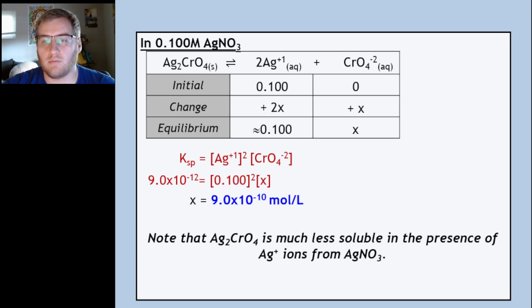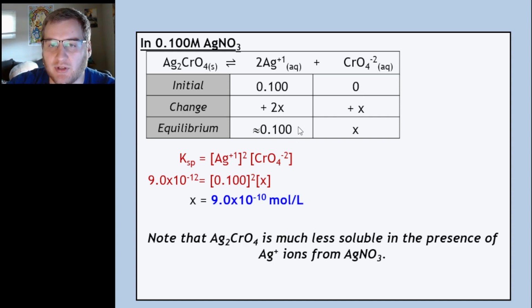So in 0.1 molar silver nitrate now, you have a common ion. The common ion is silver. You have silver here, and you have silver here. So when you set up your ice table, you'll have an initial amount of silver here. So that's going to affect your answers a little bit. You're going to plus 2x over here because you make 2 silvers. Still just plus x over here. And then your equilibrium will be 0.1 plus 2x.